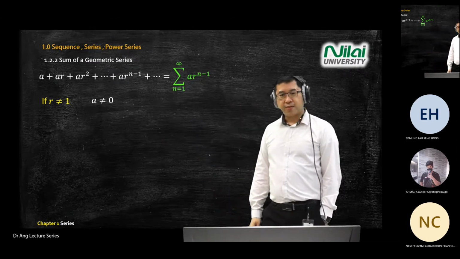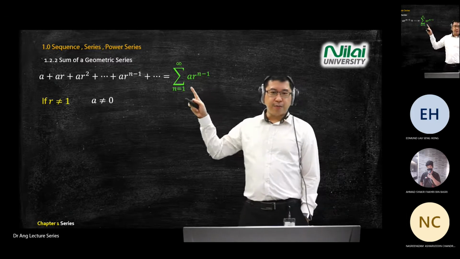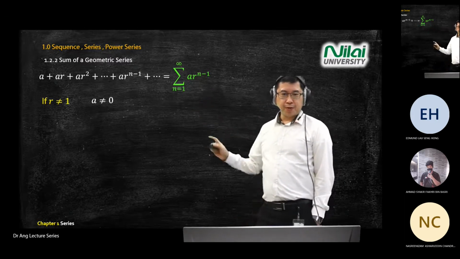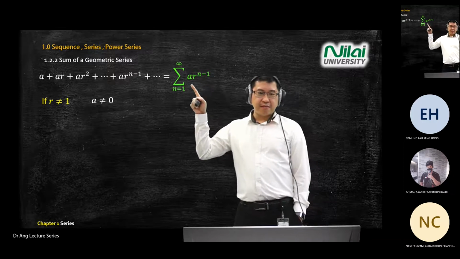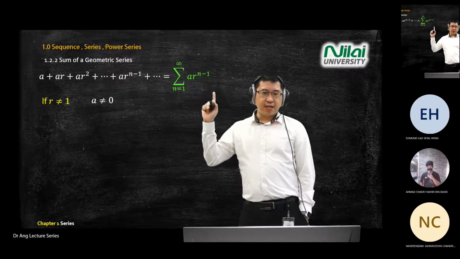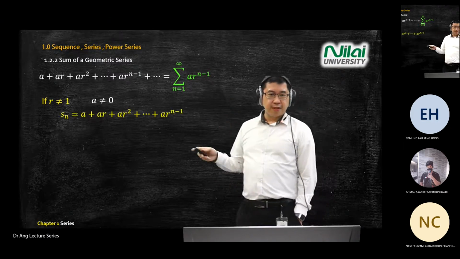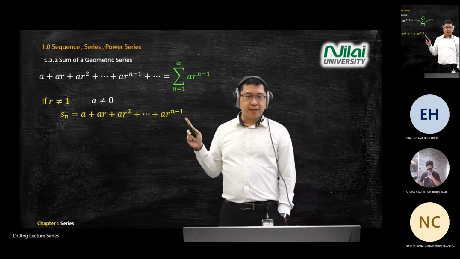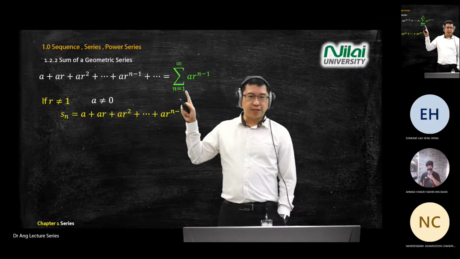What do you think? Will it converge or diverge if you use this formula? What do you think? If your R is not 1, it can be more than 1, less than 1, or anything. So let's see. So this is the formula if you want to add all the geometric series together.